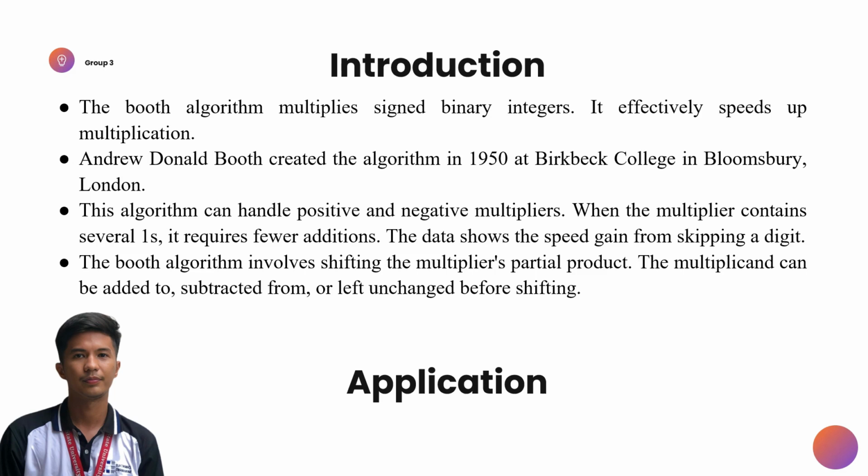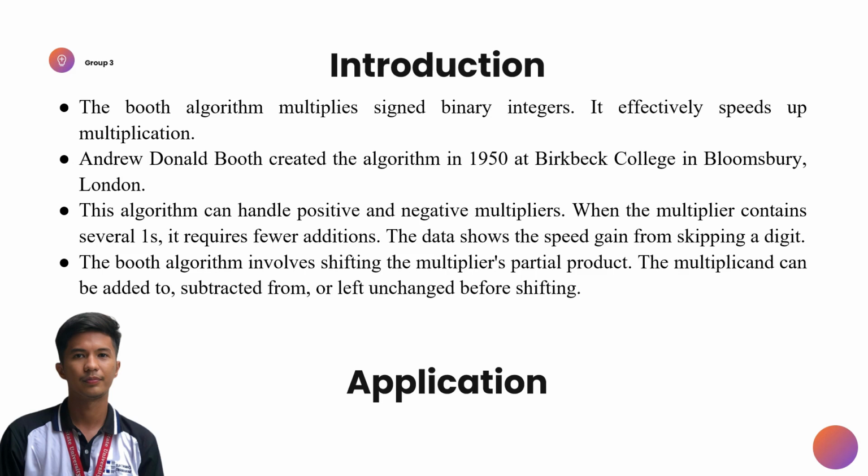Andrew Donald Booth developed the algorithm in 1950 while working on crystallography research in Birkbeck College in Bloomsbury, London. The ability of this algorithm to handle both positive and negative multipliers equally is helpful. When the multiplier contains a few significant blocks of ones, it is more effective regarding the number of additions required. The data determines how much speed can be gained by skipping over digits. Furthermore, using this method requires fewer additions and subtractions.